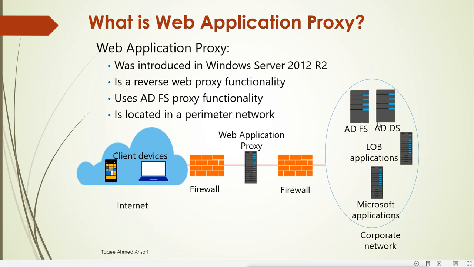Now we have a problem here: this web application server is located in our internal network. Remember, it is our internal network, and we don't want this client to access our internal resources. So what we do is create the perimeter network after the firewall. Whoever wants to come into our internal network has to first cross the firewall, and then they come to the perimeter network.